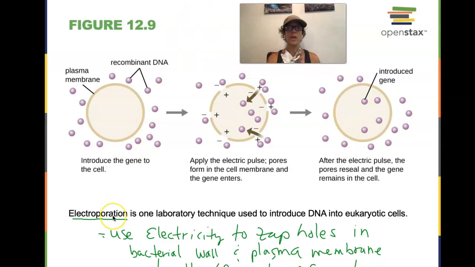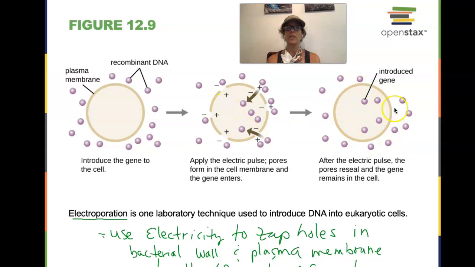So electroporation is one of the ways we can force transformation to happen. Remember that transformation is the uptake of DNA from the solution surrounding the cell. We have a bacterium, it has a plasma membrane, and it has a cell wall. Usually the cell wall is treated chemically to either remove it or break it down, and then an electric pulse forces holes in that plasma membrane that are big enough to allow the DNA to enter.